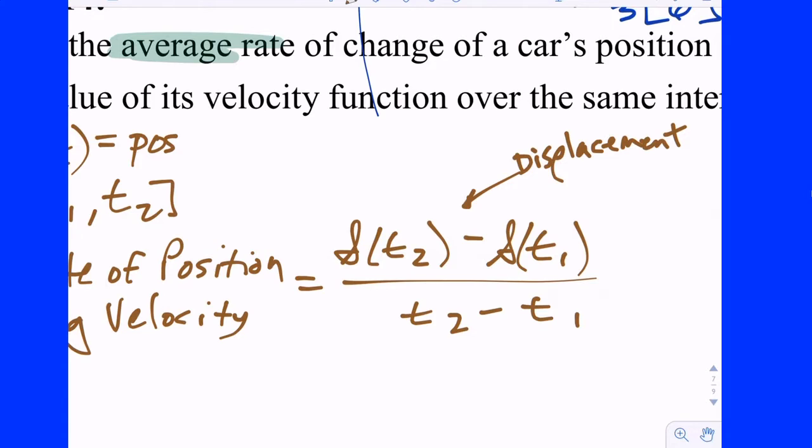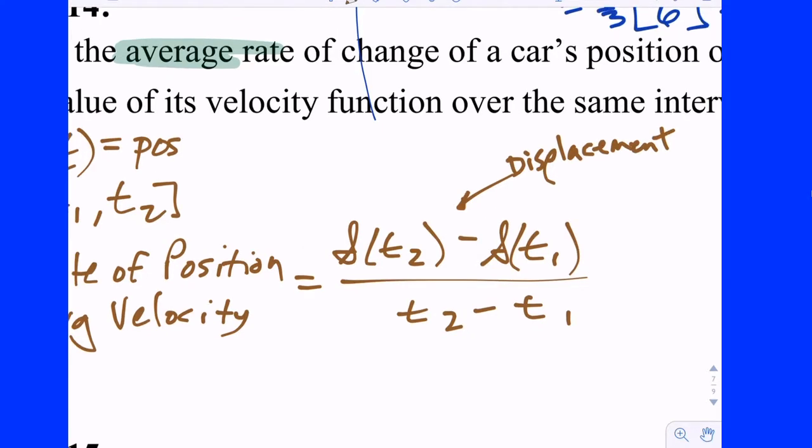But you don't want to get in the habit of doing that. You always want to get in the habit of doing final minus initial, because then the numerator by itself is meaningful. All right, so that's as far as we can get without any numbers or any function. So there's the average rate of change of position.